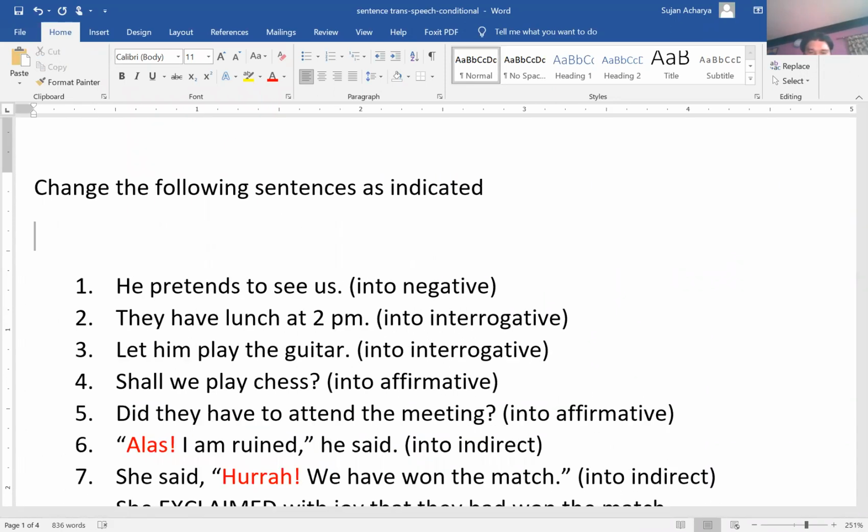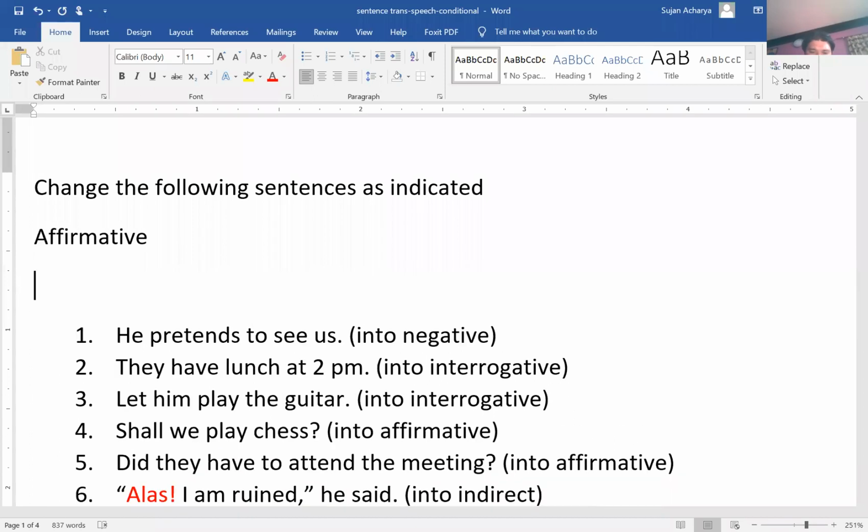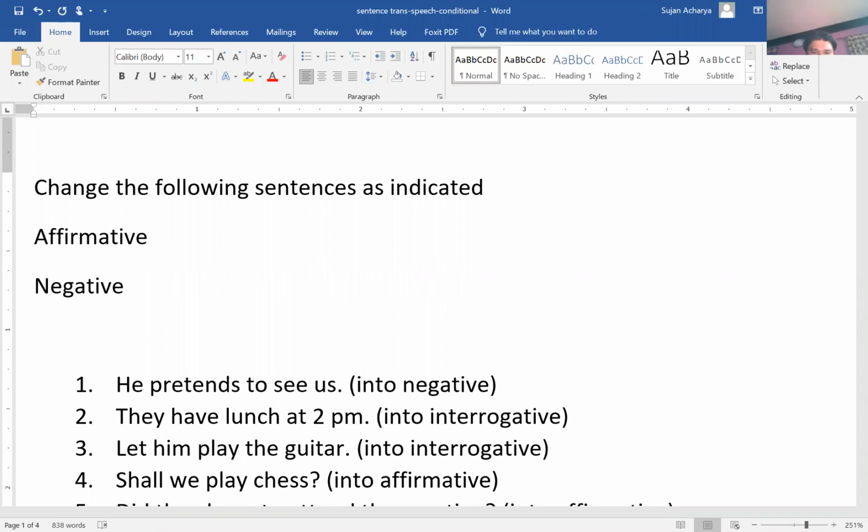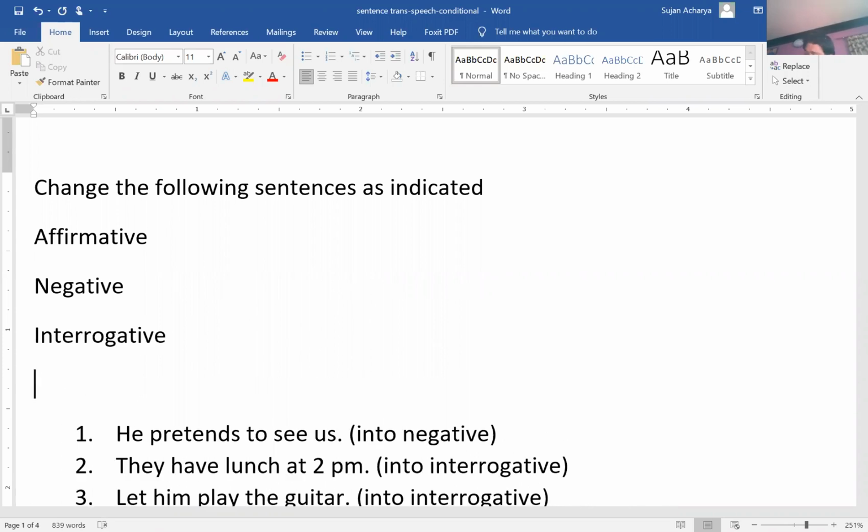You will be asked to change the sentence into affirmative, or to change the sentence into negative, or to change the sentence into interrogative, or if you are asked a difficult question, let's say if they decide this year to ask something a little bit different, then negative, interrogative.